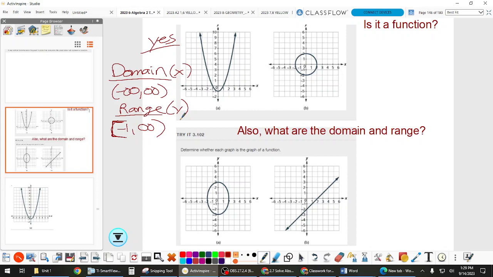Okay, how about the circle? Function? No. Nope. And then the domain and range both are -2 to +2 with the bracket. So both domain and range are the same in that case.